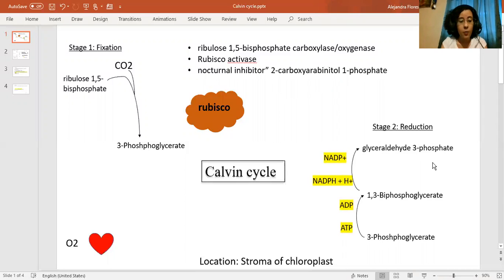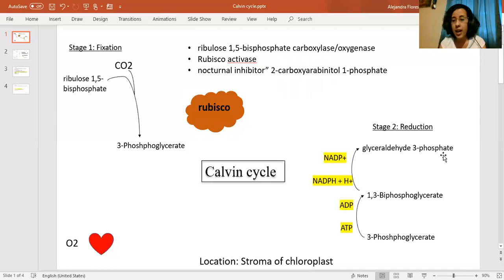And another interesting thing is that it's not favorable to go this way to get glyceraldehyde 3-phosphate. However, we're able to move forward because the concentrations, the amount of NADPH and ATP, are significantly high in the stroma, because this is where all of this is happening, the stroma of the chloroplast. So this will allow us to go to glyceraldehyde 3-phosphate.